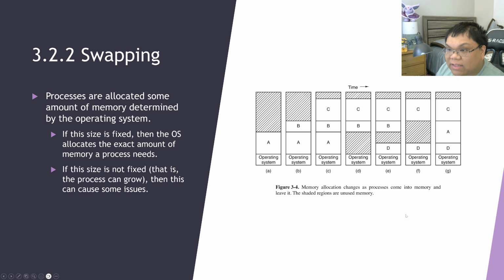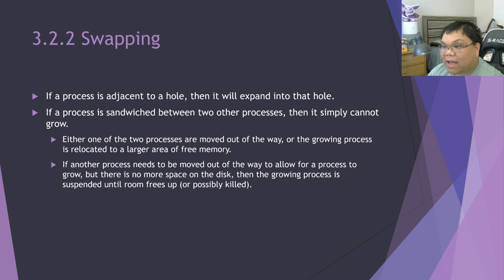Processes are allocated some amount of memory that is determined by the operating system. If the size is fixed, then the OS allocates the exact amount of memory a process needs. If the size is not fixed, that is, the process can grow, then it may cause some issues. If a process is adjacent to a hole, there is some space next to it, then it might be able to expand into that hole until it runs out of space.